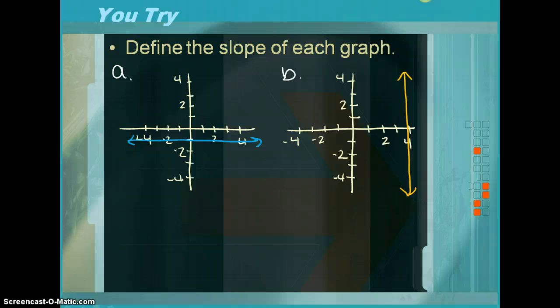Your U-try says to define the slope of each graph. A has a horizontal line going through negative 1, and B has a vertical line going through positive 4. This was the last of 3 videos.